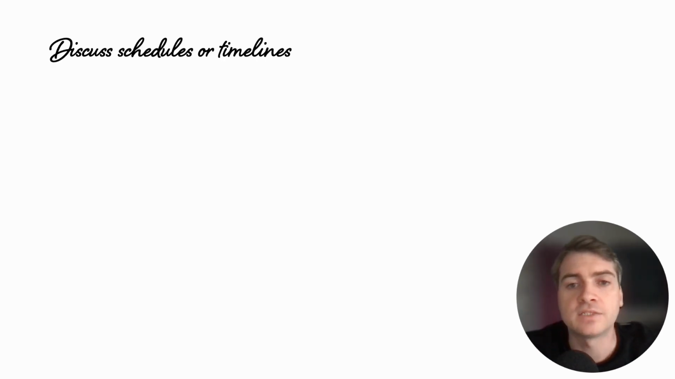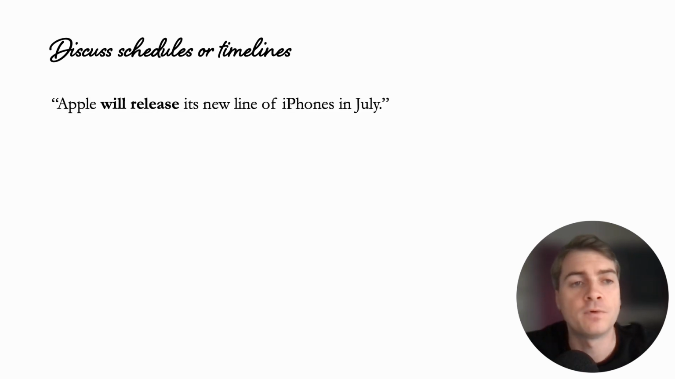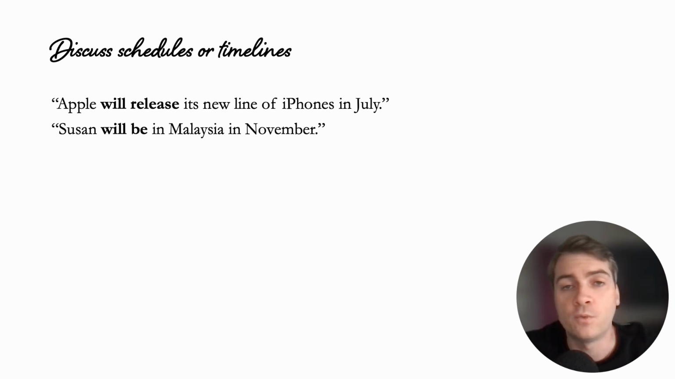Okay, when we want to discuss future schedules and timelines, we'll use will because we're just simply talking about something that will happen or how something will be in the future. So in the first example, Apple will release its new line of iPhones in July. We're just setting a timeline here of saying when Apple will do this action, okay? Susan will be in Malaysia in November. Again, we're just telling someone that this is the schedule in the future. She's not in Malaysia now, but she will be there in November.